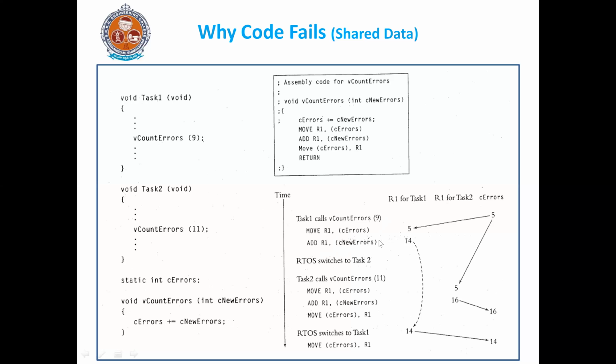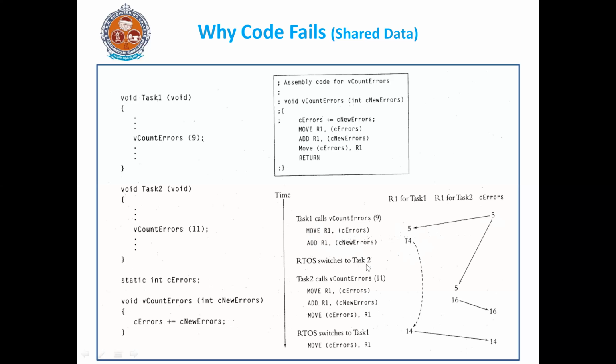After these two statements, suppose the RTOS switches to task 2. Again it starts from the beginning of task 2. Again, move cErrors to R1. You have read the value of cErrors to R1 in task 1, but you have not updated that value. So in cErrors it is still 5. 5 plus 9 became 14, but this value has not yet been updated.